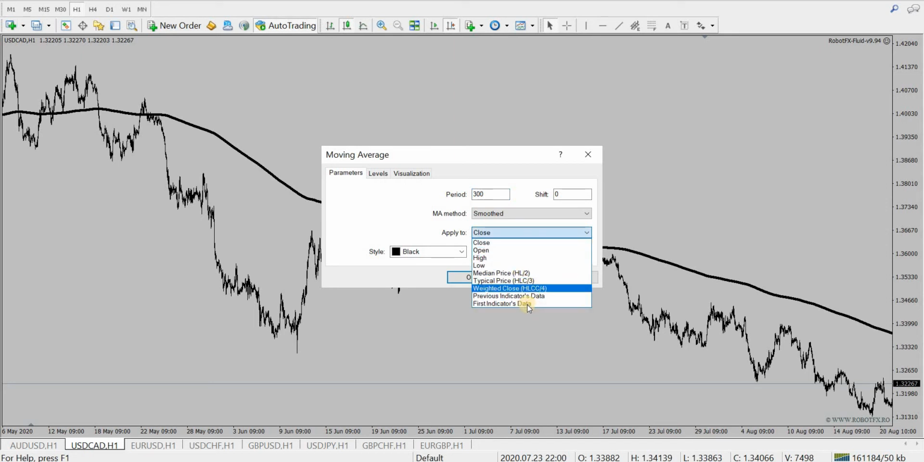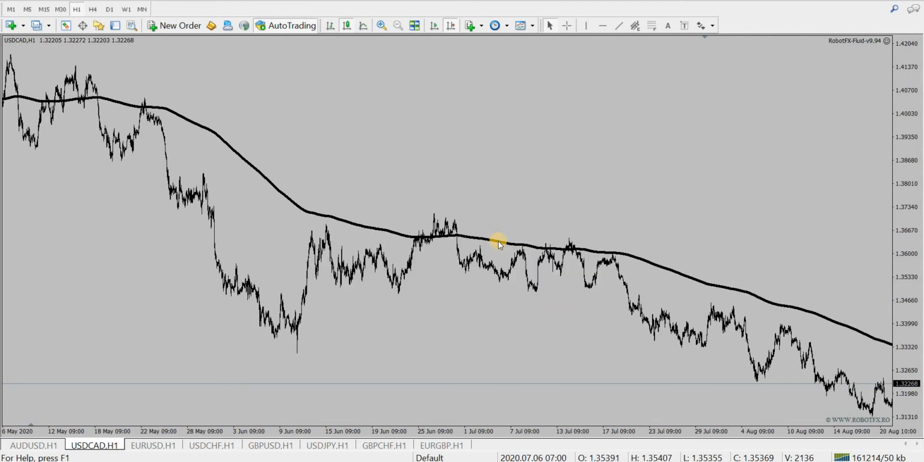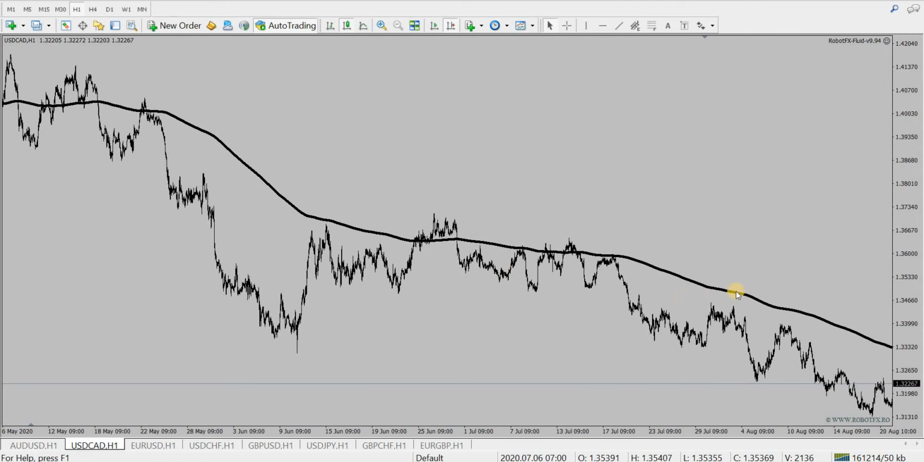Changing the type of this doesn't make much difference. Well, not in most of the cases, but if it helps, do it. I'm going to choose median price. Right, so this is what you want to see regarding the slower moving average.